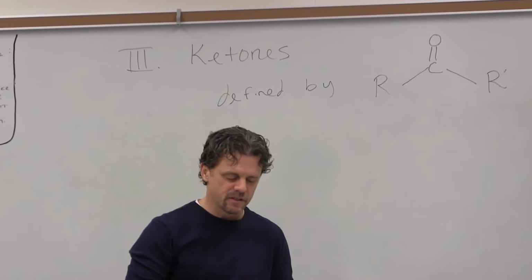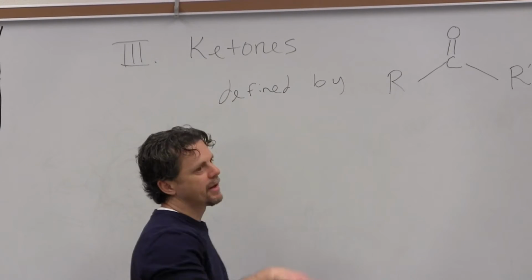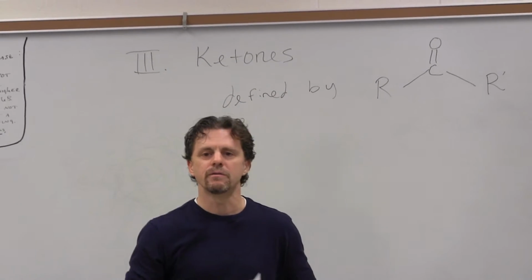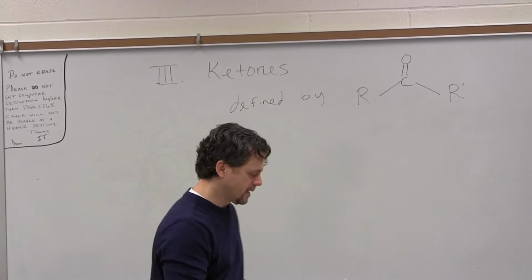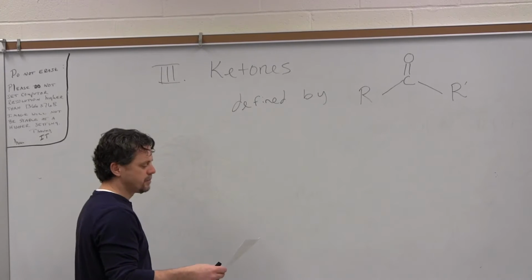So this should be easy to spot in our skeletal structures, because everything else is just going to be lines and corners, and then all of a sudden you're going to see a double bond to an O, and it's going to stand out like a sore thumb when you're looking at these and trying to classify it.